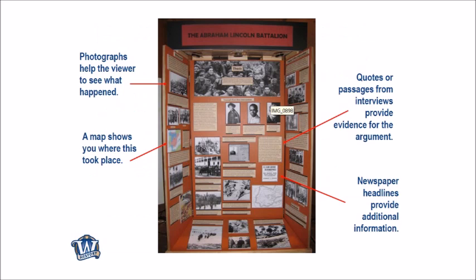And here's just some further examples of the kind of images you can do. Photographs let the viewer really see these things, see these people. A map gives you a sense of what sort of people you're talking about and where. Quotes or passages from interviews give evidence. That's why I require that you include some primary sources. And like this, newspaper headlines provide additional information. Get those in there. They look cool. They add to the immersion of the project, and they look really good.